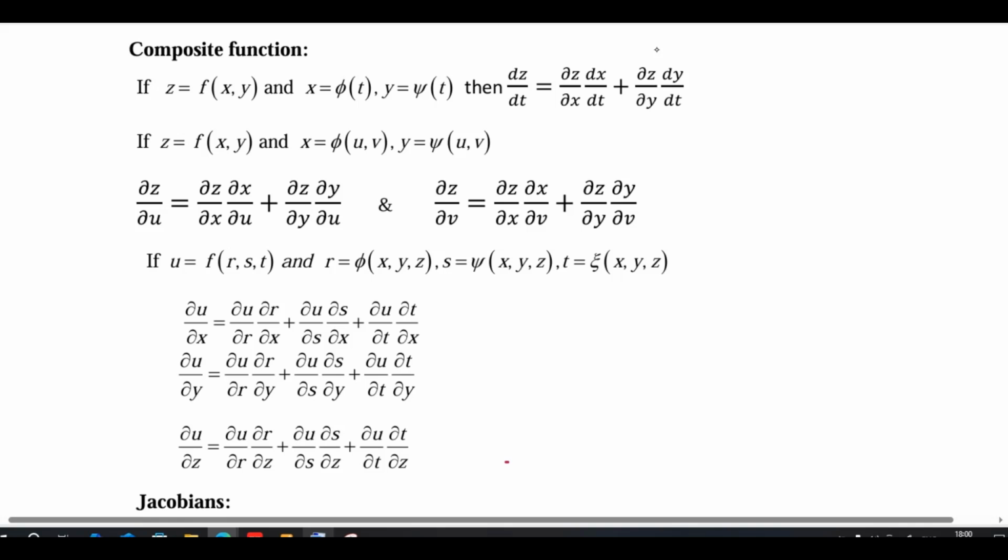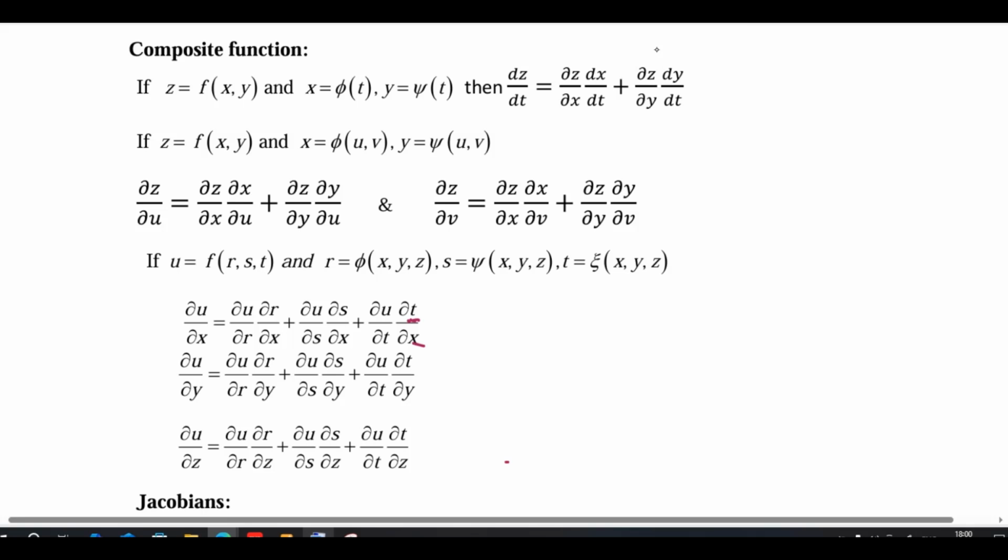Then if u equals f of r, s, t, and r equals phi of x, y, z, and s is psi of x, y, z, and t is chi of x, y, z, then you have ∂u/∂x will be ∂u/∂r into ∂r/∂x plus ∂u/∂s into ∂s/∂x plus ∂u/∂t into ∂t/∂x.